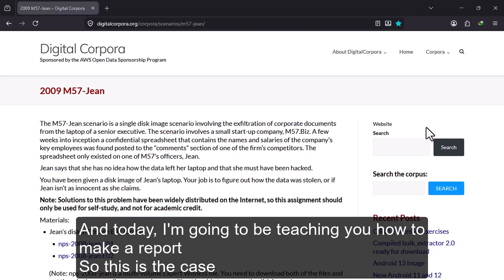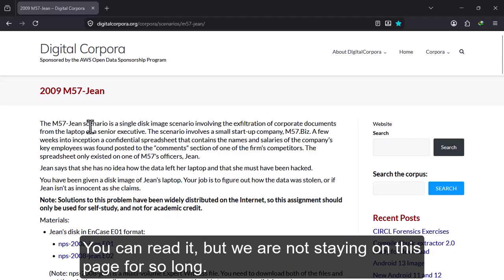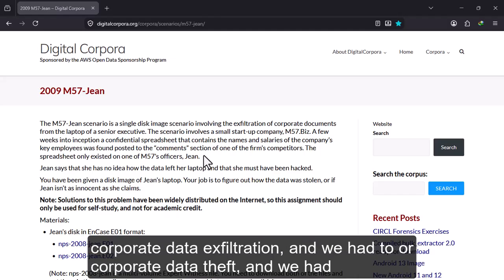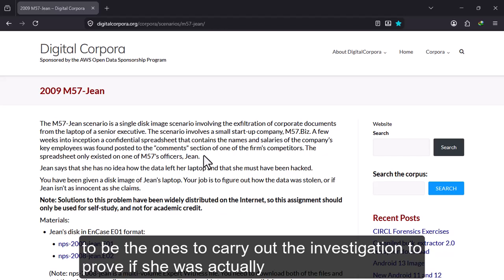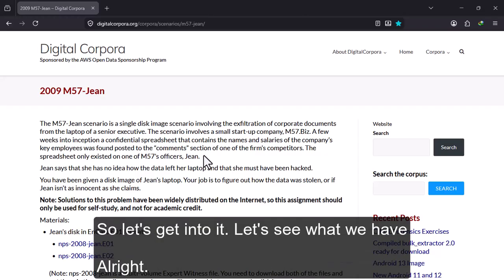So this is the case that we were working on, the M57 Jean scenario. You can read it, but we are not staying on this page for so long. So basically, an employee in the organization was named as the culprit of corporate data exfiltration, or corporate data theft, and we had to be the ones to carry out the investigation to prove if she was actually guilty, among many other objectives. So let's get into it. Let's see what we have.